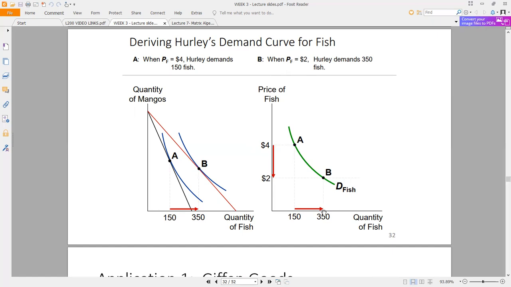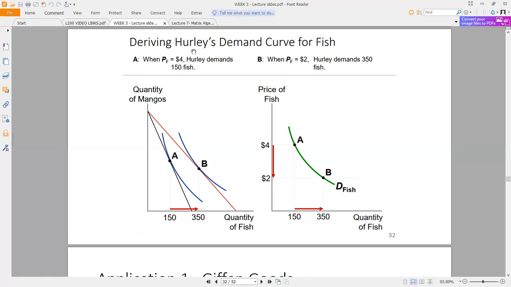So what is happening here? When price was 4, we were demanding 150. When price fell, we demanded 350. So when we connect these two dots, we get our normal demand curve. Okay, so this is how we derive the demand curve from the budget line and then the indifference curve.